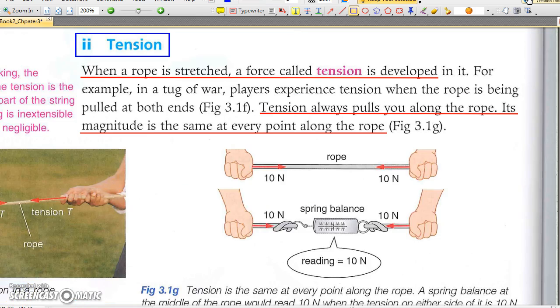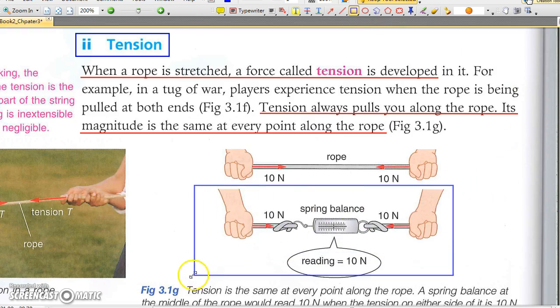2. Tension. Tension is the force developed in a piece of string or in a spring when it is stretched. The two objects at the ends will experience pulling forces towards each other. Note that the tension is the same along the stretched string or spring. In figure 3.1g, the spring balance shows a reading of 10 Newton, but not 20 Newton, when the two hands each experience a pull of 10 Newton.